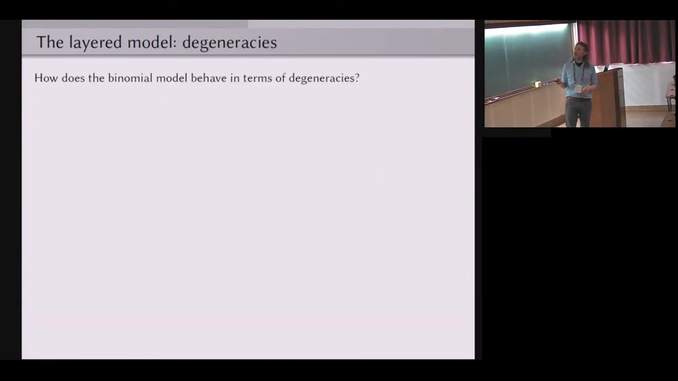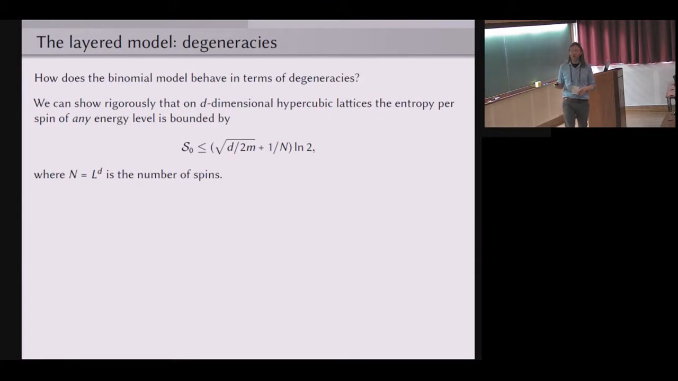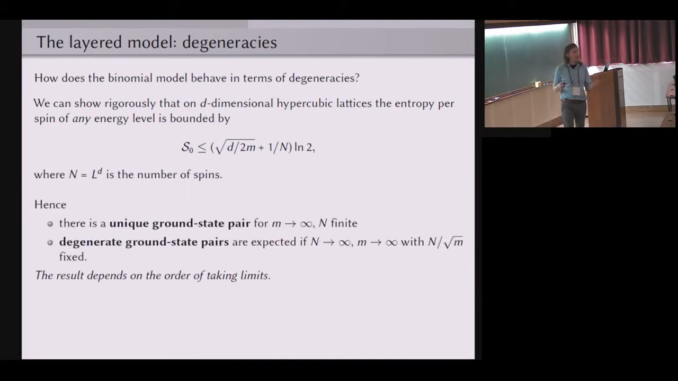and then we can do some rigorous mathematical analysis on this model, and in fact we can show an upper bound, a rigorous upper bound, which is independent of the graph structure, for the ground state entropy, which is shown here. And you see that if you send m to infinity, that bound will contract. And in fact, we can show that there's a unique ground state pair in that limit, in the Gaussian limit of m going to infinity. Whereas, interestingly, if you have a certain correlated limit where you keep n divided by square root of m fixed, you can have degeneracies in the system. And so you see things depend on how you take the order of limits in that specific model.